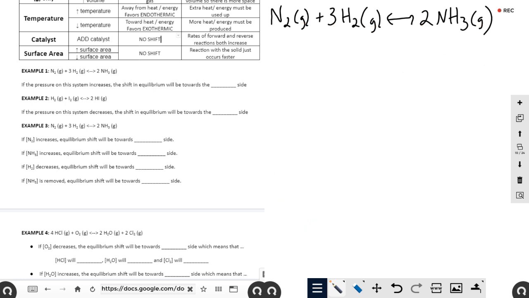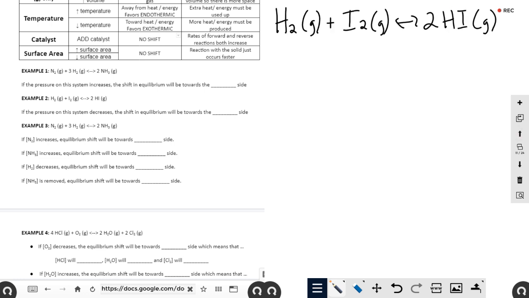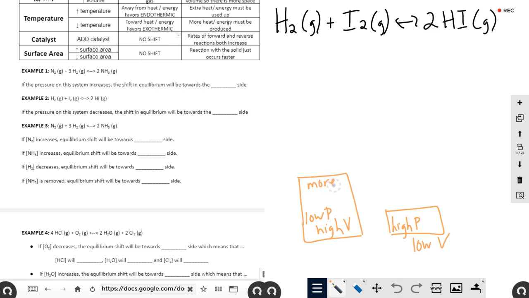All right, next one. If the pressure on the system decreases, the shift in equilibrium will be toward, all right, so let's draw our picture really quickly. It helps. Low pressure, high volume. High pressure, low volume. This, remember, holds more moles, less moles.